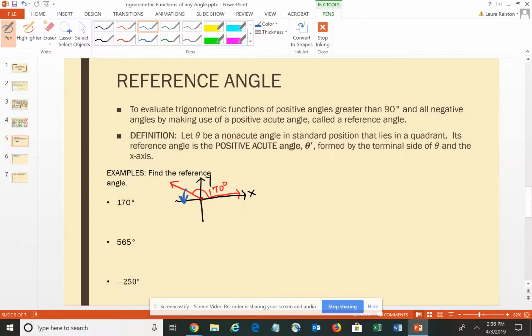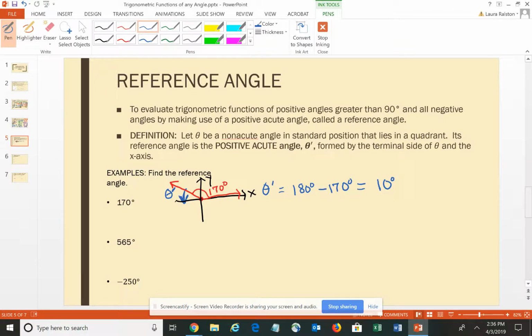Now we know if we get all the way around to the negative x-axis, we've gone 180 degrees. So if I subtract to get this reference angle, which we call theta prime, we would do 180 degrees minus 170 degrees. So my reference angle is 10 degrees, which is an acute angle, and it makes it a little bit easier for finding the particular values of that angle.